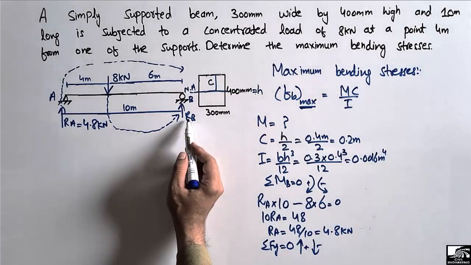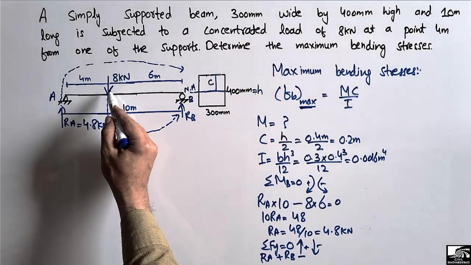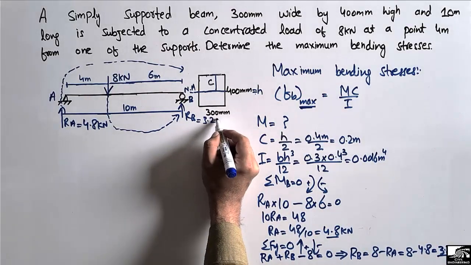Now RA and RB are acting in the upward direction, so it will be plus RA and plus RB minus 8, because 8 is acting in the downward direction, equal to 0. Summation of all the vertical forces equal to 0. From this equation we will get that RB is equal to 8 minus RA, and we know that 8 minus RA is 4.8, so it comes out to be 3.2 kilonewton. So RB comes out to be 3.2 kilonewton here.